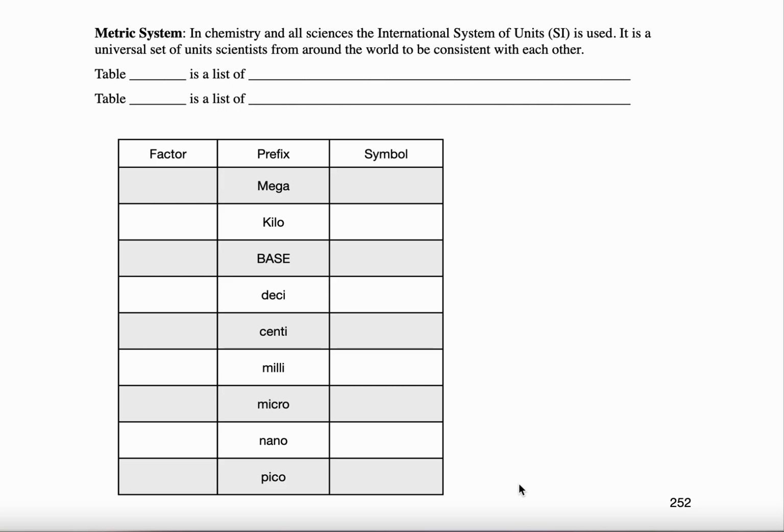Looking at the metric system here on the bottom of page 252. Outside of the United States, science and everyday life are based on the metric system. It's the universal set of units that scientists from around the world, even here in the United States, use to be consistent with each other. For us, sometimes it's a little confusing because our everyday lives use the imperial system, versus when you come to science class, all of a sudden you have to use this other set of units and measuring system. So take a look.